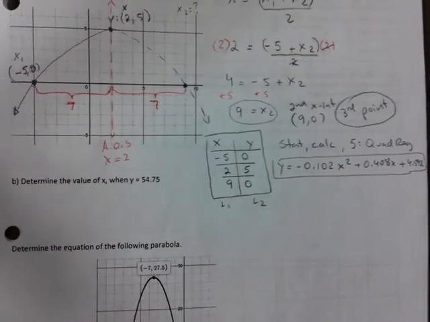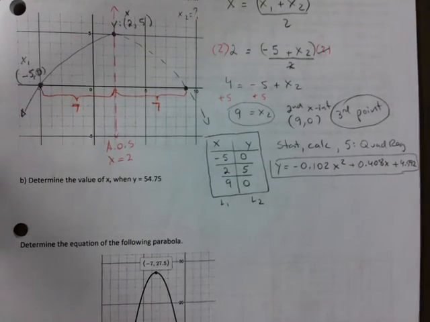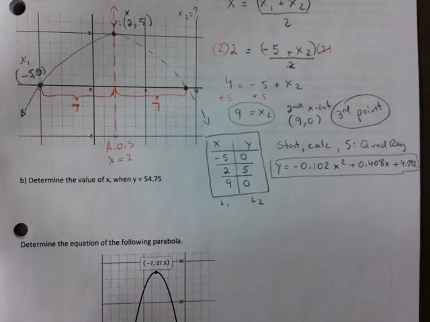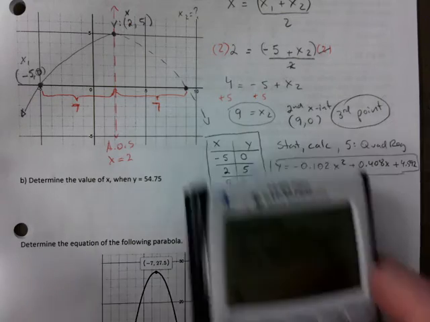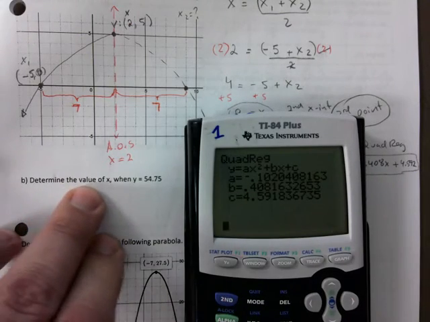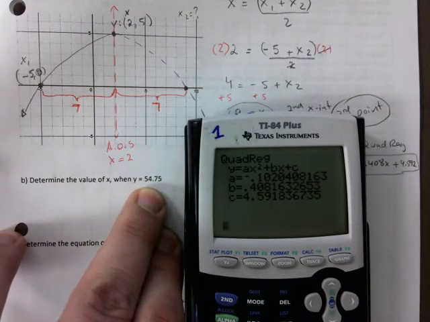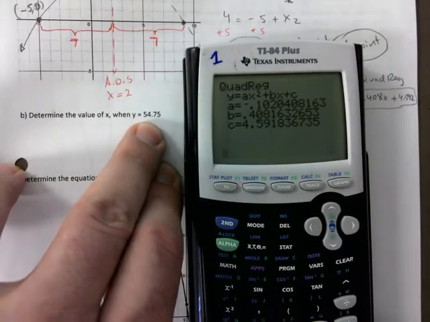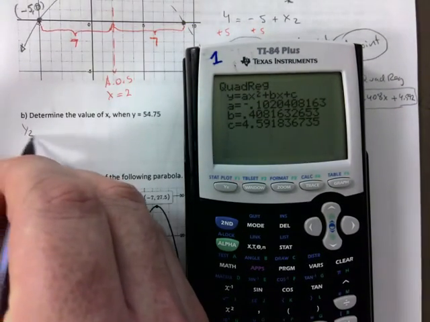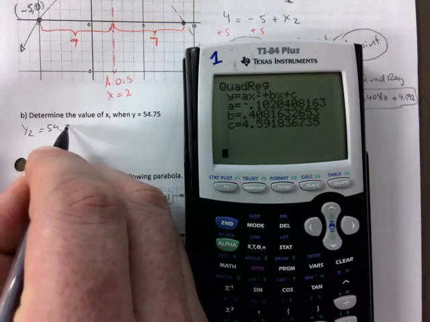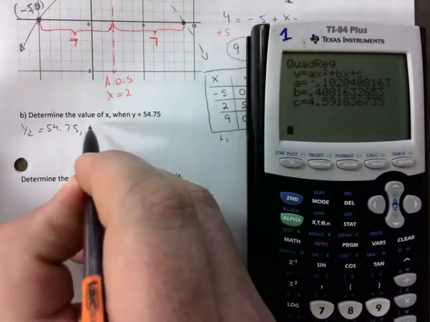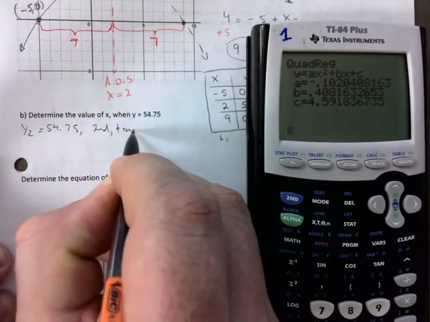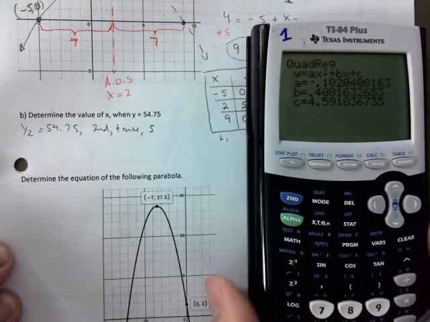Okay, I will answer that and I will actually get you to do that on your own with that question next below it, okay? Determine the value of x when y is 54.75. That calls for Y2 is equal to 54.75. Second, trace, 5.